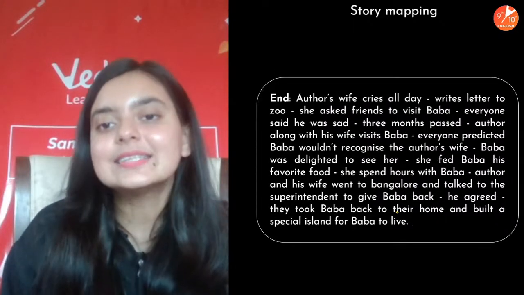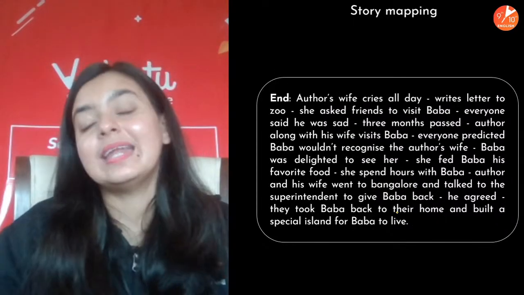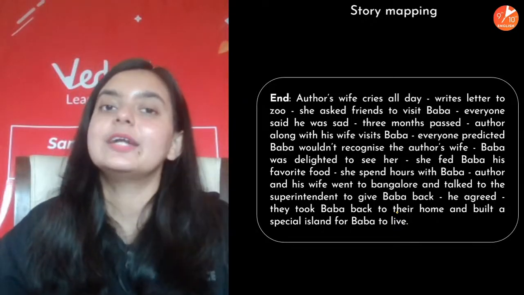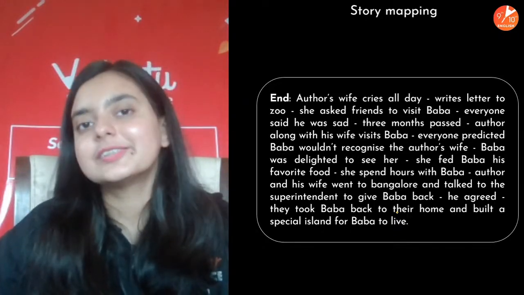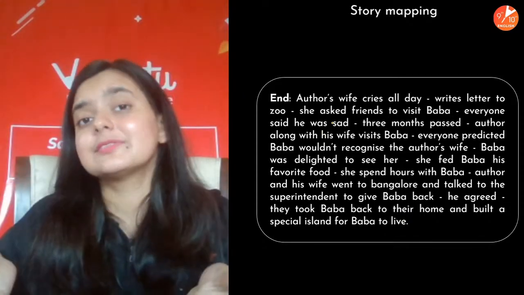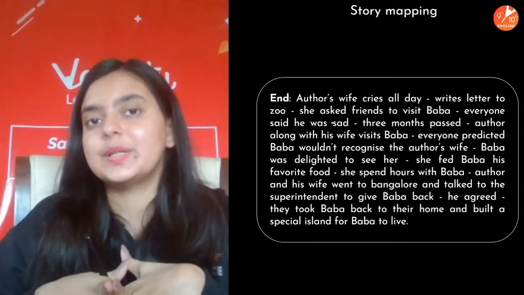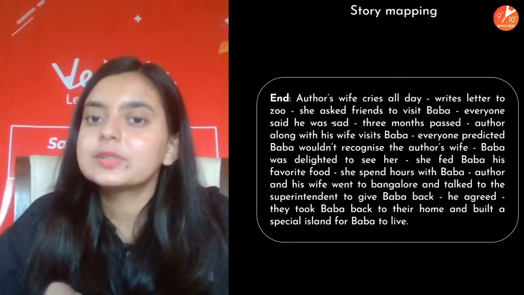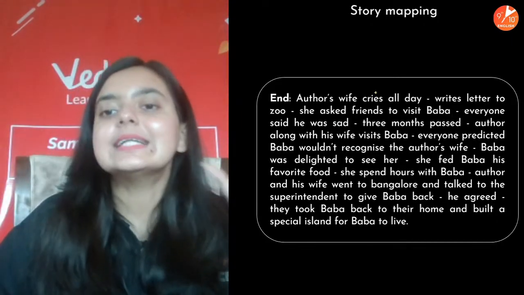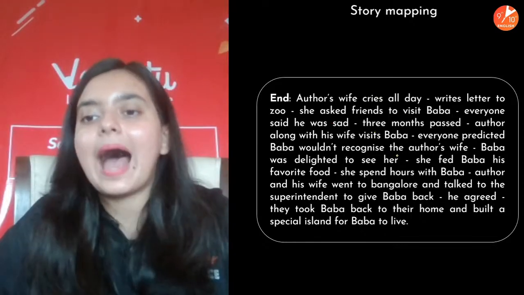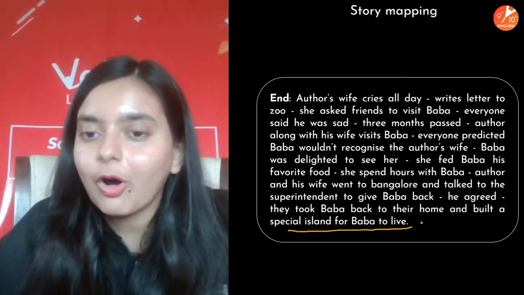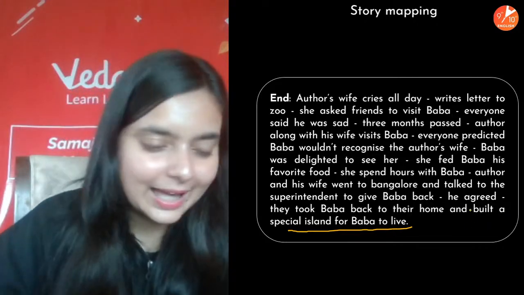So at the end, of course, when he grew up, he became a threat to the children, the tenants' children, and he was then sent to the Bangalore Zoo. But there also he could not live without the narrator's wife, because they had grown so attached to each other, and the narrator's wife was also not able to live without him. So finally she visits and takes him back, and they built a special island for Baba to live, right?